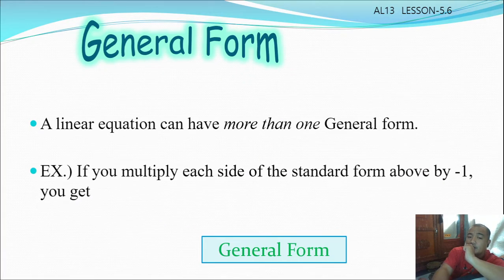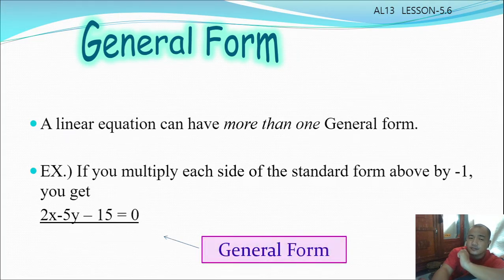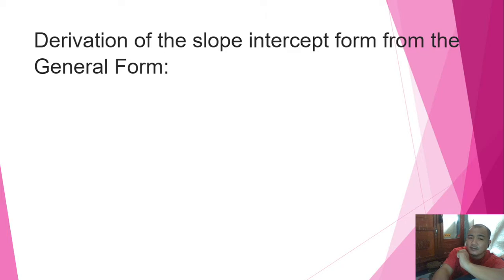For example, if you multiply each side of the equation by negative 1, you get 2x minus 5y minus 15 equals 0, which is in the general form of the equation of a line. Let us now derive the formula for slope.